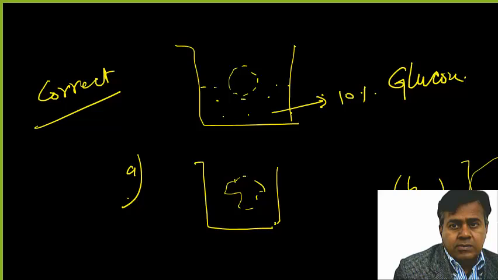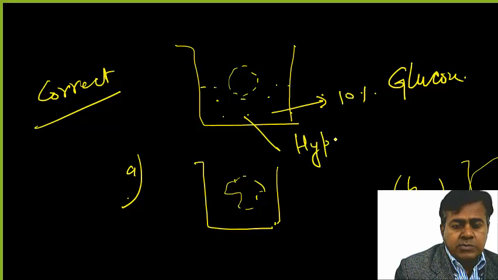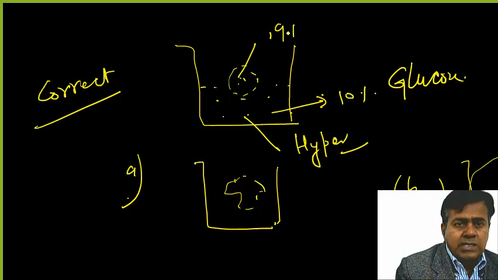A होना चाहिए ना, because there is a no depends upon. This is hyper. ठीक है ना? This is hyper as compared to cell. Cell में कितना होता है? 0.9% NaCl होता है. यही तो होता है. 0.9% या 1% glucose. Hardly.